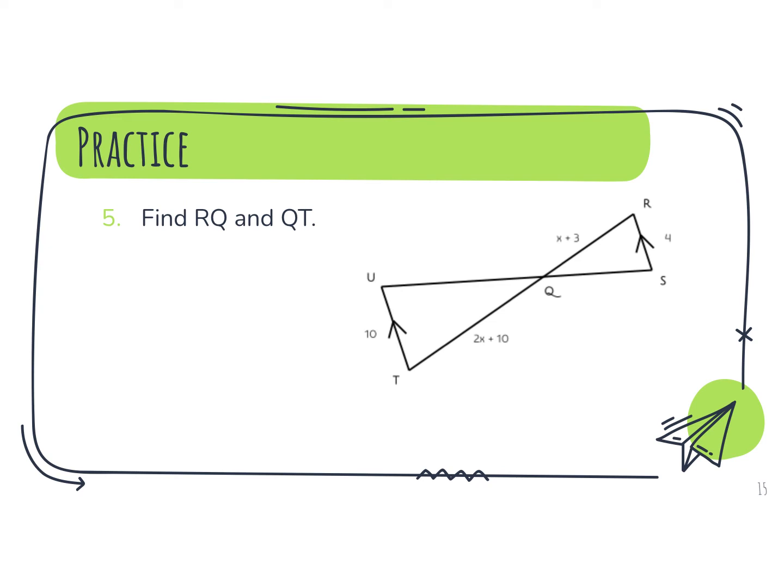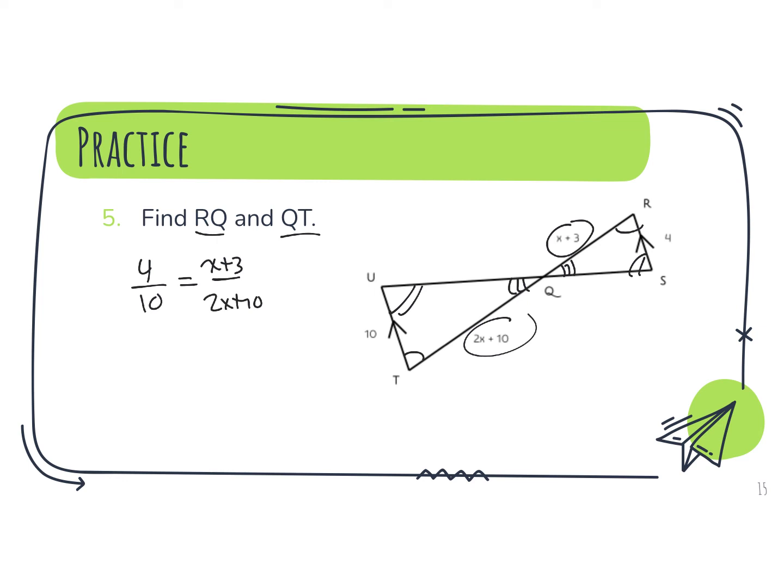So now these are parallel, find RQ, find QT. So I need to kind of figure out what X is. So first off, I know these are similar because, you know, this is kind of similar to that one we did. I think it was like one of the first ones. These two are parallel. So I know 4 matches up to 10, and I know X plus 3 matches up to 2X plus 10. Okay, that's kind of how they match up.